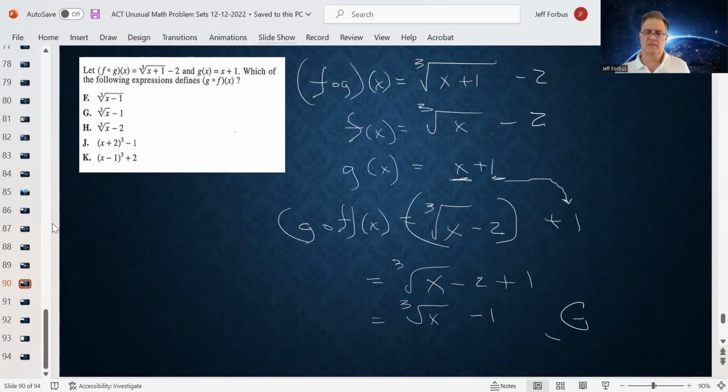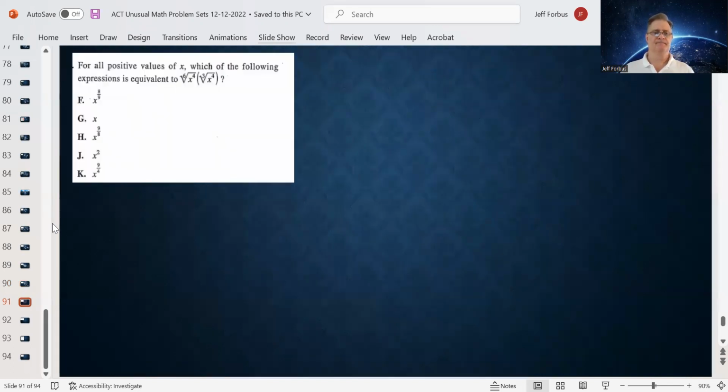All righty, moving right along. Radicals. You got to love them. You just got to love them.